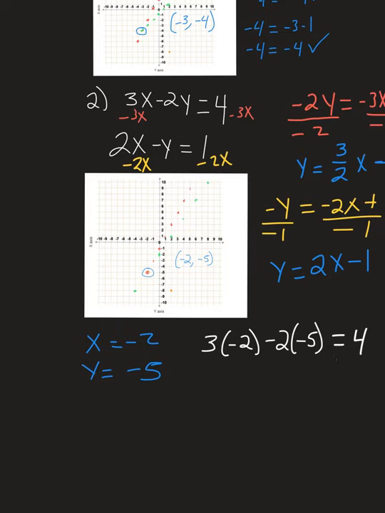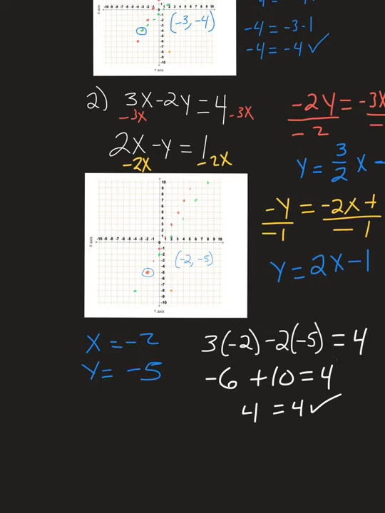And then from here, what we need to do is solve. We're going to get negative 6 plus 10 is equal to 4. Negative 6 plus 10 is 4. 4 equals 4. We know that the top one works. The last thing that we need to do is check the bottom one.